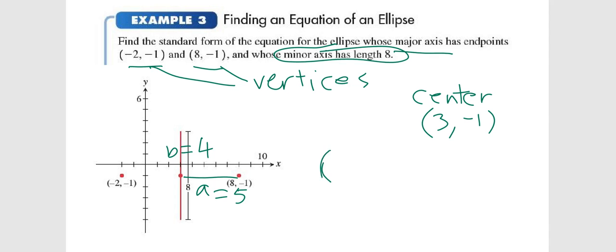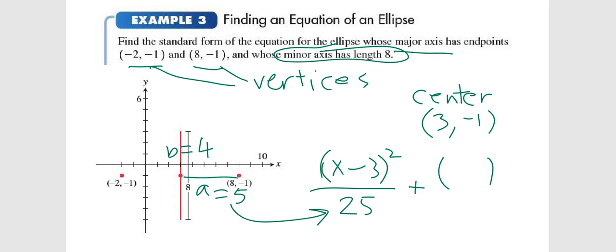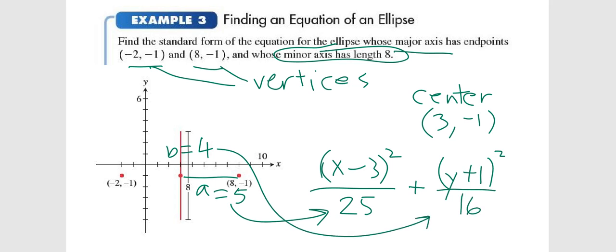Yeah. So, what do you got in this set of parentheses for x? Come on, center, center, center. X minus 3 over a squared. What's a squared? 25, exactly. Right? We wanted a squared. Plus, what's in the other parenthesis? Y plus 1, quantity squared, over 16. Nice job with the b squared. Equals 1. Good job. You get it. You got it.